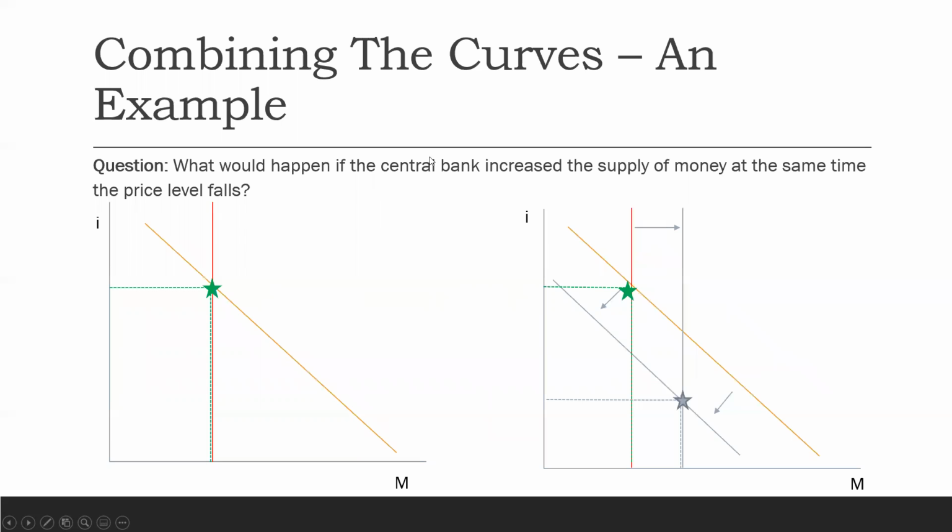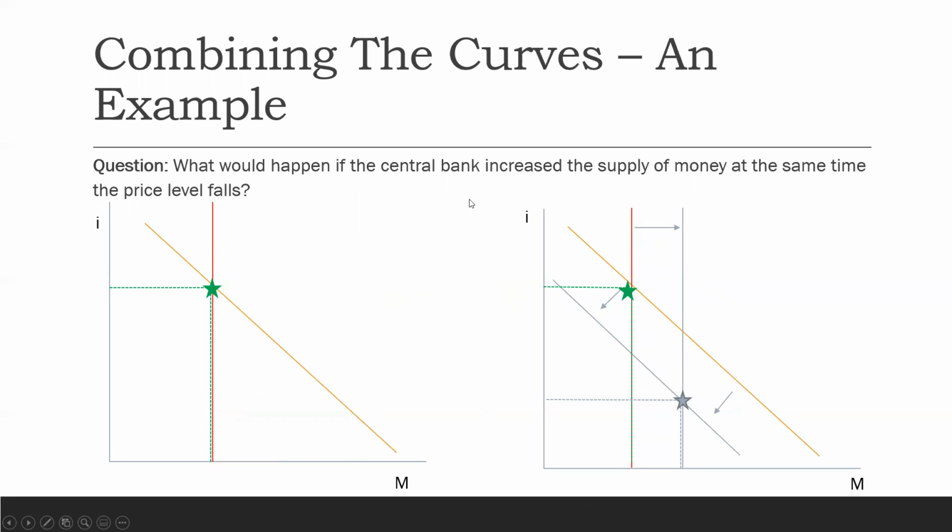So now let's combine the curves in a quick example. What would happen if the central bank increased the supply of money at the same time the price level falls? Well, let's kind of break this down into a couple steps here. On the left, we have our basic money supply and money demand curve and an equilibrium interest rate right here. And I've modeled the exact same thing on the right here, for example.